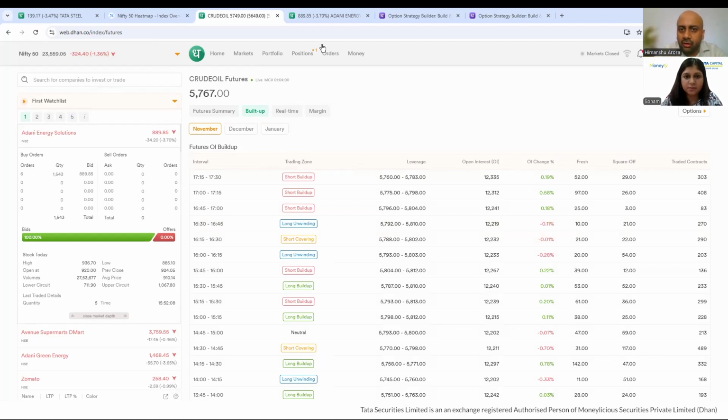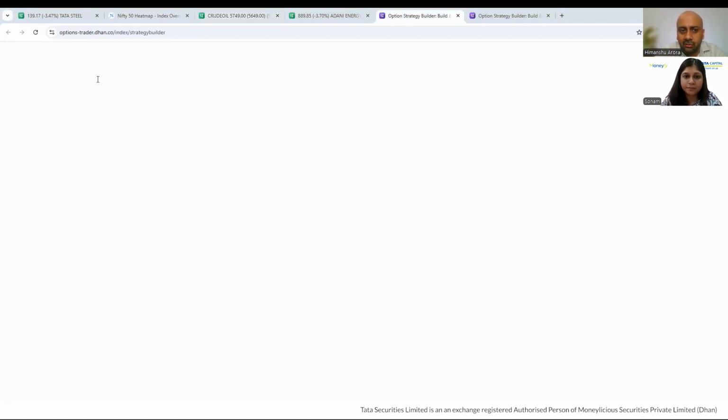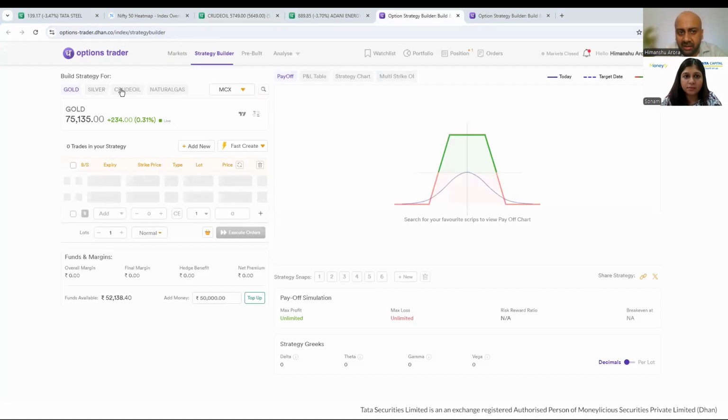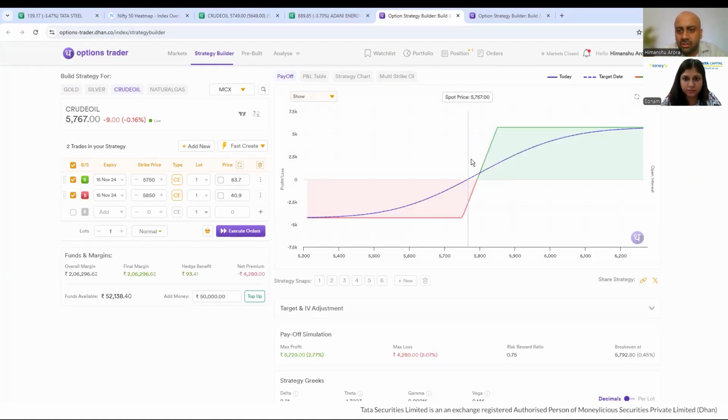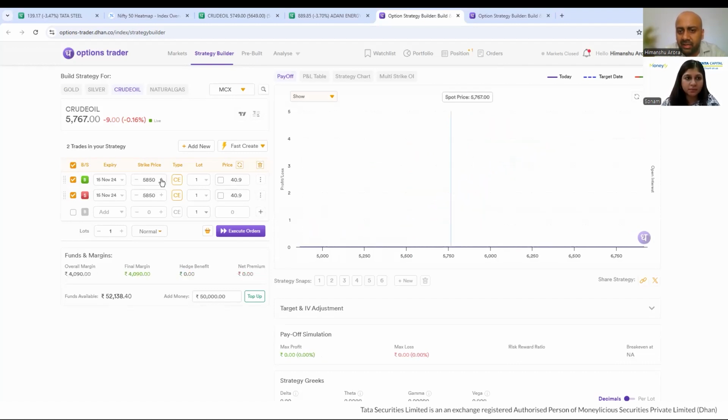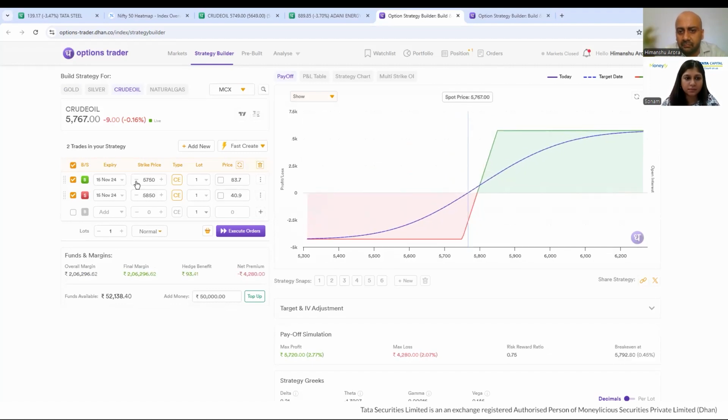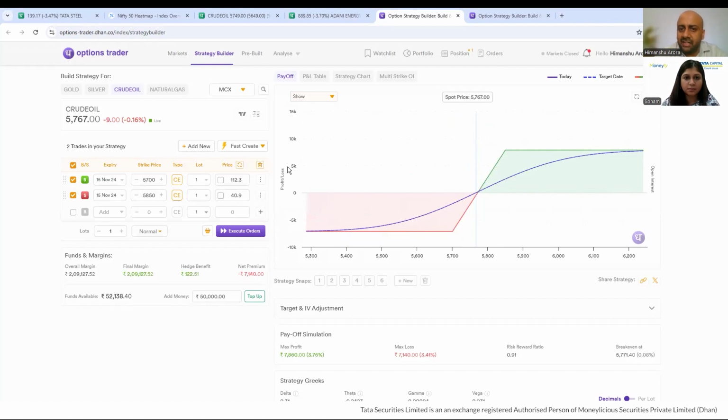And also, if you want to trade in options, you can simply go to the options builder. You can stay on this app also, or you can simply go to optionstrader.dhan, and then you can make your trading strategy by strategy builder. For example, I am mildly bullish in crude oil. So I will click on crude oil and I can make a strategy for myself. Whenever it goes up, I make a decent amount of money. Whenever it goes down, I lose a small amount of money. If I want to limit my loss or increase my profit, I can increase or decrease the strike price here, and it will increase or decrease the profit for me.